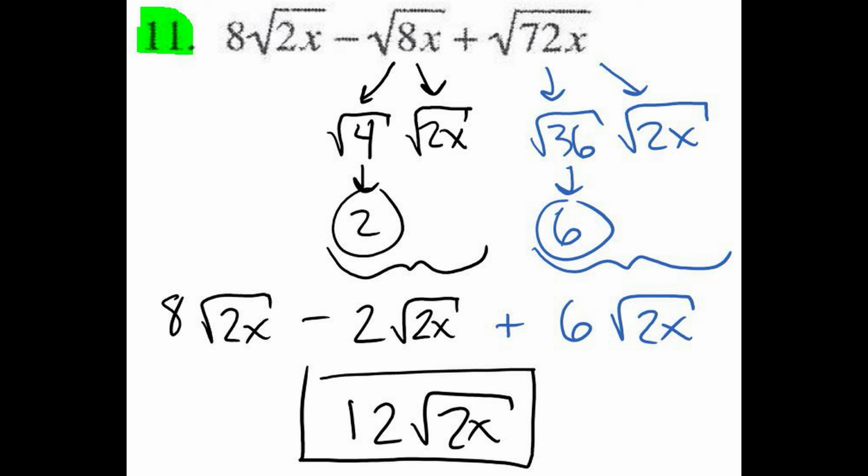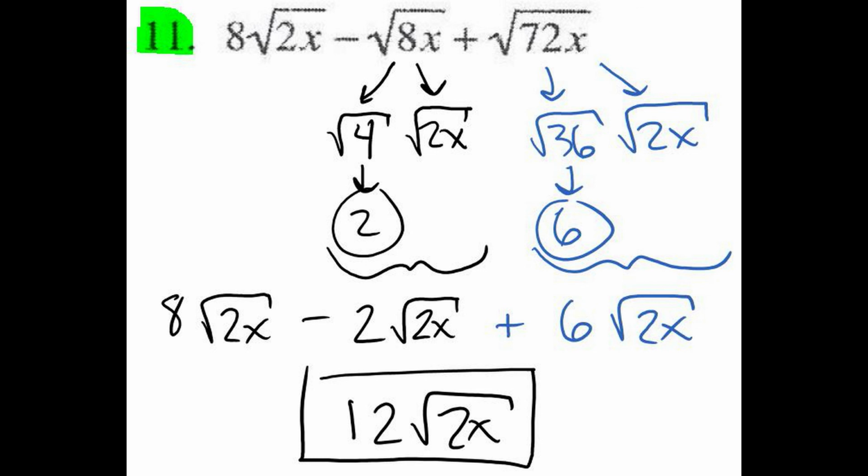Okay, last but not least, we have the square root of 72x. Well, 72 has a 36 in it and a 2, so we break it up into those. Square root of 36 is just a 6, so we have 6 times square root of 2x. So since all of these have a square root of 2x at the end, we're allowed to combine them. If they didn't match perfectly, we couldn't do anything here, but since they do, we can. So 8 minus 2 is 6, plus the 6 is 12. So we got 12 square roots of 2x. There we go.